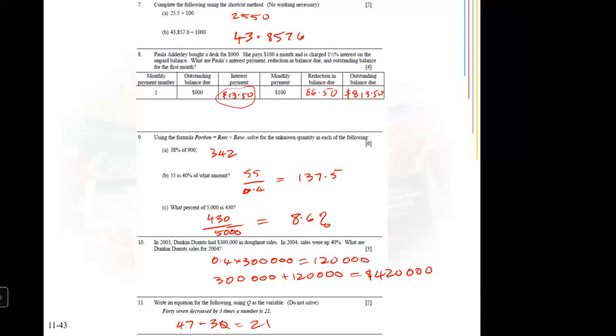Any questions there? No? Okay, so move on. Okay, I think most people got the equations.